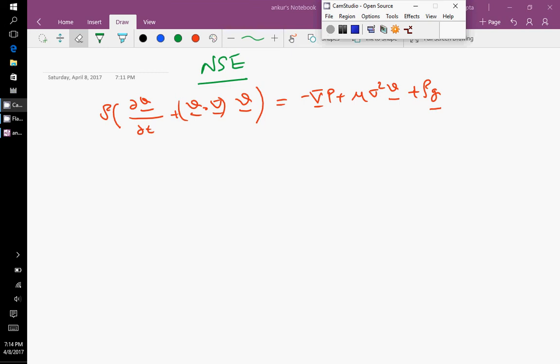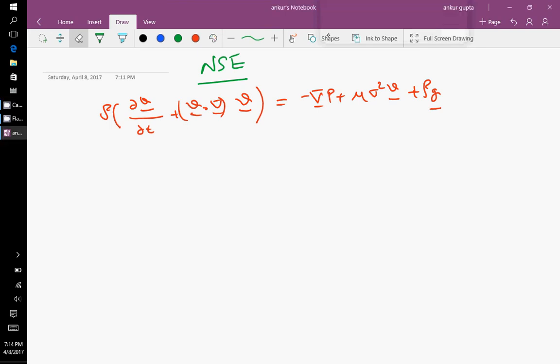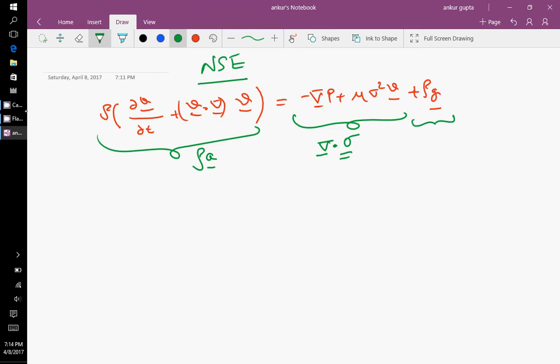So we know that the Navier-Stokes equation is rho (del v vector by del t plus v dot del v vector) equals minus grad p plus mu del square v vector plus rho g vector. And we have discussed in the class that this has three parts. The left hand side is basically the rho a vector, or the acceleration part. The second part, which is minus grad p plus mu del square v vector, is actually the surface force part, which is del dot sigma tensor. And this third part is the body force, or the rho g vector, or the gravitational force part.